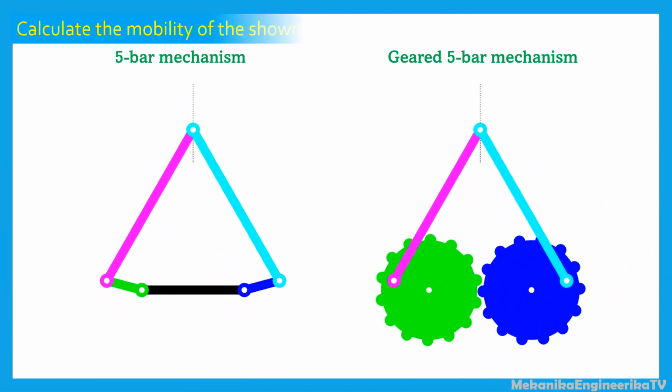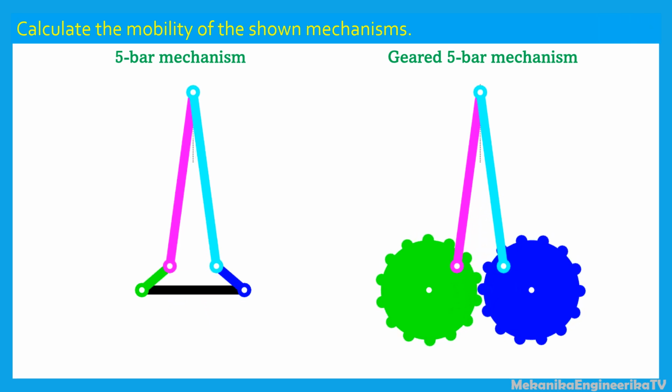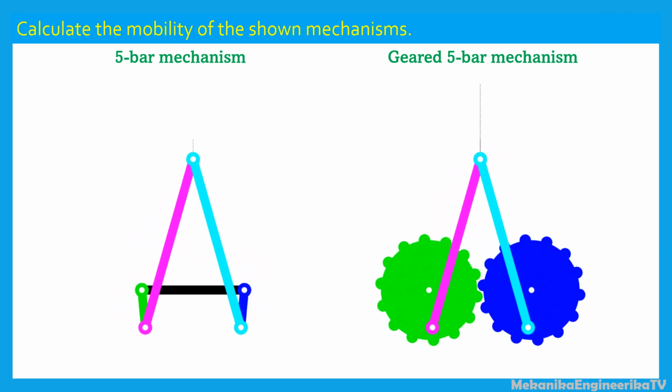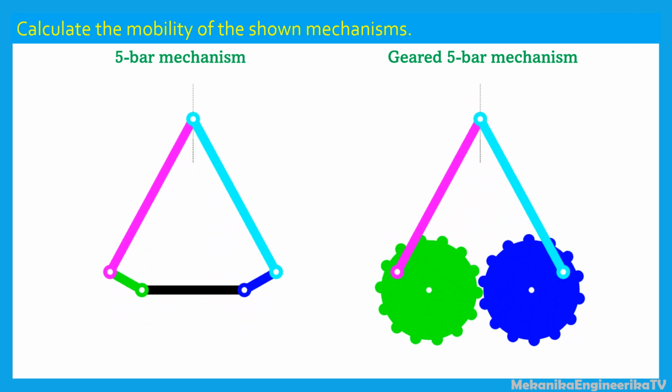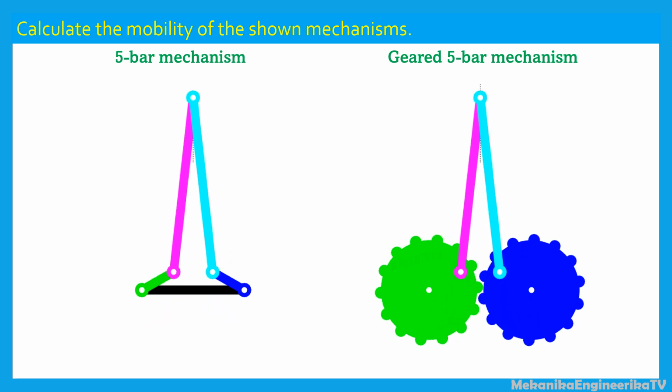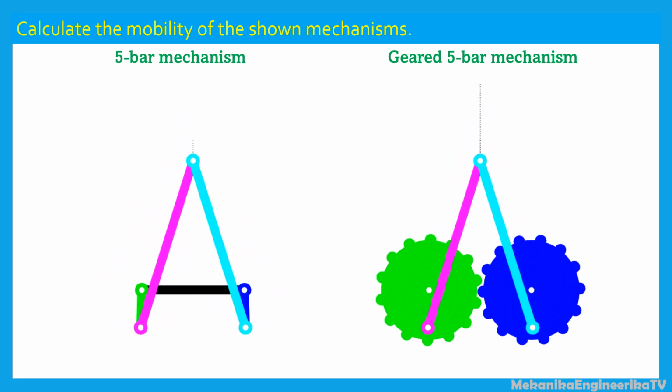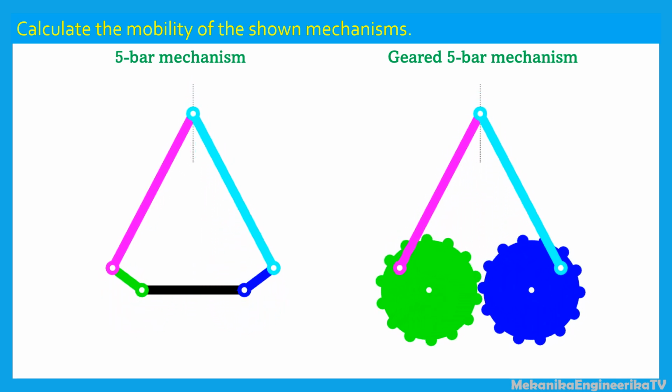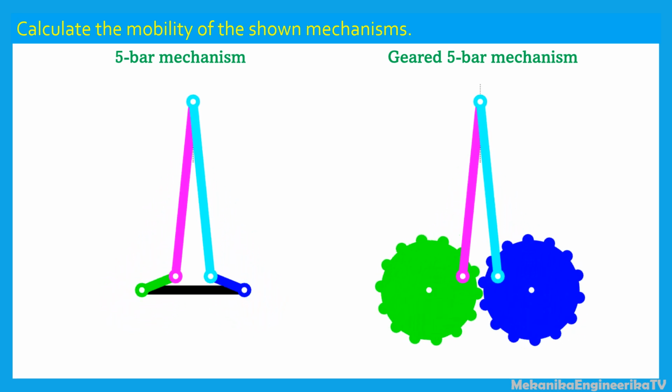In this problem, we are asked to determine the mobility of the two mechanisms shown here. At the left, we have the 5-bar linkage. And, at the right we have the geared 5-bar mechanism. Let's deal with these mechanisms one by one, and then we will do a comparison.